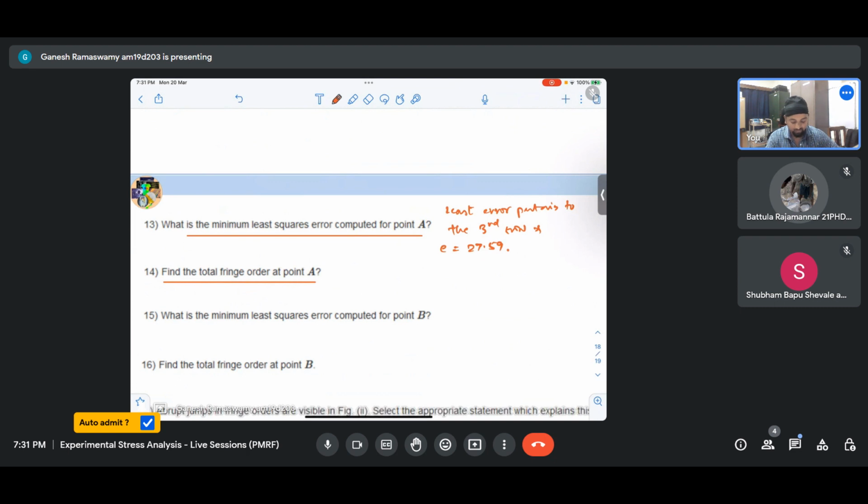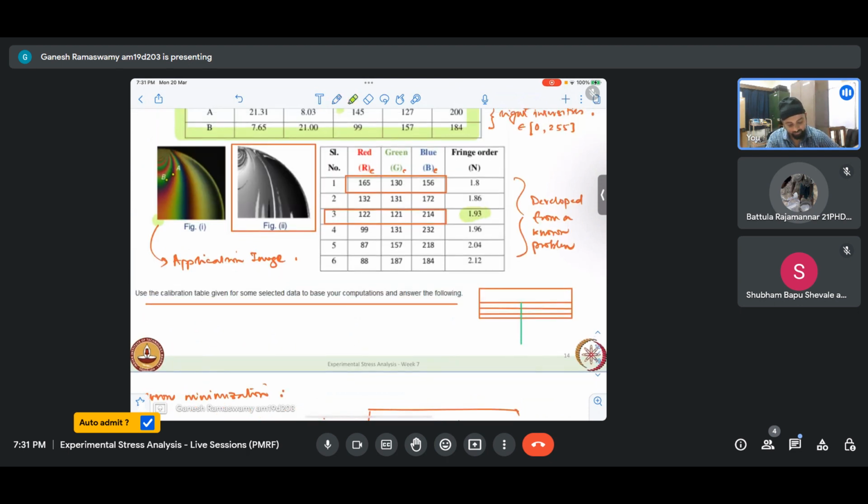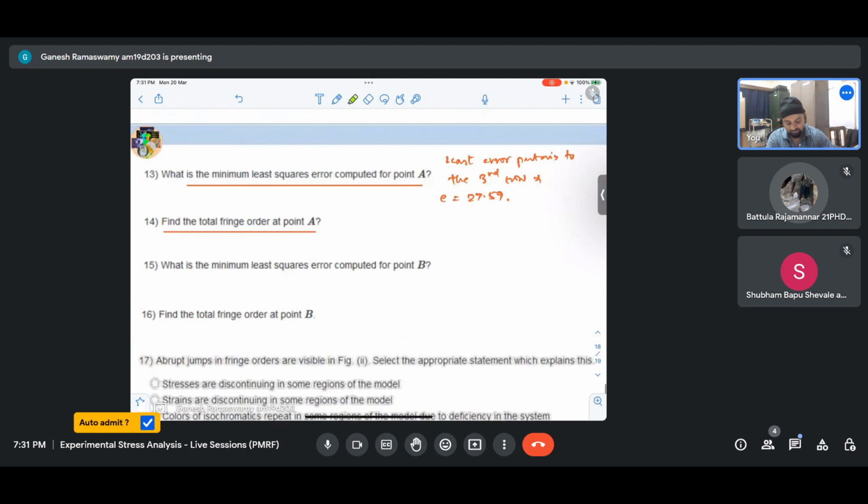It will be pertaining to the third column. What is the fringe order there? It is 1.93. So the fringe order, initially I will assign the fringe order at point A is nothing but 1.93. Similar exercise we did for point B also, and we got the least error in the last row, which was coming to 31.95.